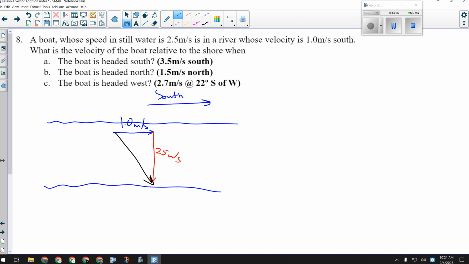So this would be my resultant right here. I would just do Pythagorean theorem, 1 squared plus 2.5 squared. That'll give me 2.7 meters per second. And then my vector would be 22 degrees south of west after I do the trigonometry. All right, everybody okay with how we draw those? And that it's actually no different than how we draw anything else.